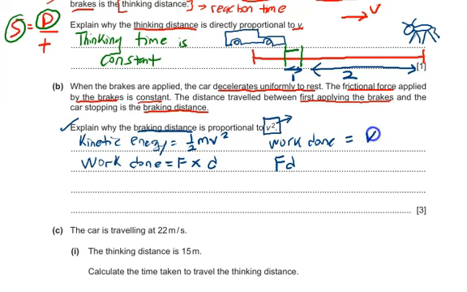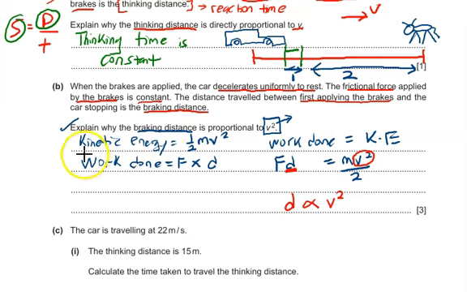Work done equals the kinetic energy, so 1 over 2 mv square. I can change this to mv square over 2. So explain why the braking distance, the d, is directly proportional to the v square. Now you can see the point here. The distance is directly proportional to the v square.